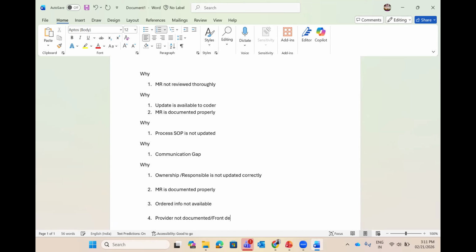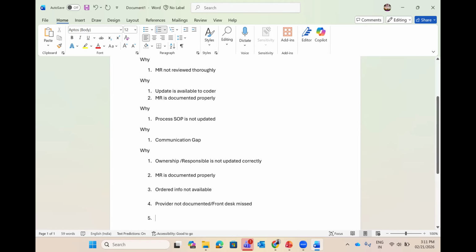Okay. Missed the information. Why did the front desk miss the information, or why did the provider not document it? Why is he missing it? Why is the provider not documenting? What are the reasons? Again, the communication gap between the facility and the provider. So it may be communication or it may be the training part, right? The doctor does not know it needs to be documented, or the front desk does not know it needs to be done.